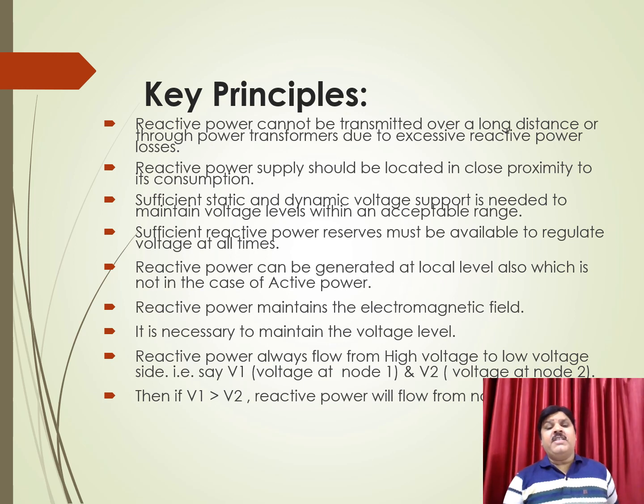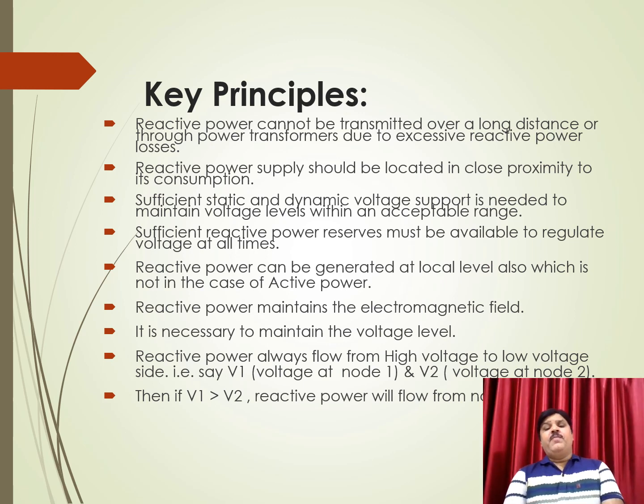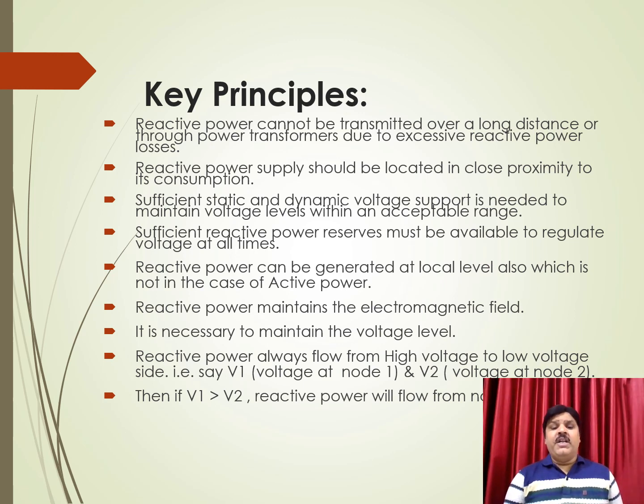Sufficient dynamic and static voltage support is needed to maintain the voltage within the acceptable range and avoid any voltage collapse of the system. Sufficient reactive power reserves must be available to regulate the voltages in the power system. Reactive power generation can be at the local level also, but it can be generated only through generators.